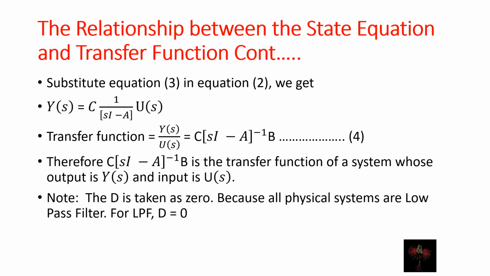Note, the d is taken as 0 because all physical systems are low pass filters. For a low pass filter, the value of d is equal to 0.